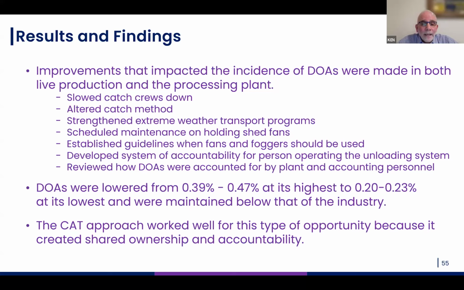We established guidelines for when fans and foggers should be used, which we didn't have before. We developed a system of accountability for the person operating the unloading system, so that there was a little bit more control and governance over how that job was done. And we worked with accounting to make sure that we were reporting accurate numbers. Through all that, we lowered the DOAs from somewhere between 0.39 to 0.47%. We basically halved it to where it was below the industry average again. And in our case, that CAT team approach worked well.